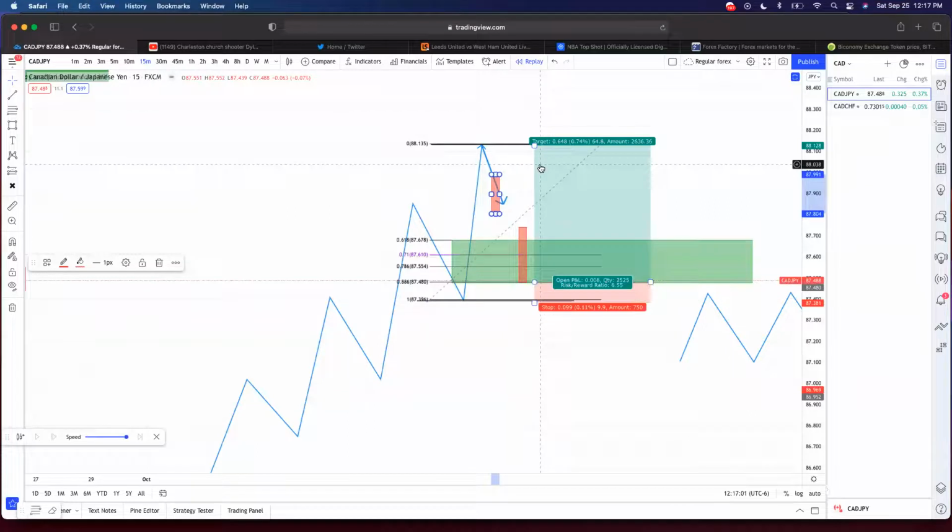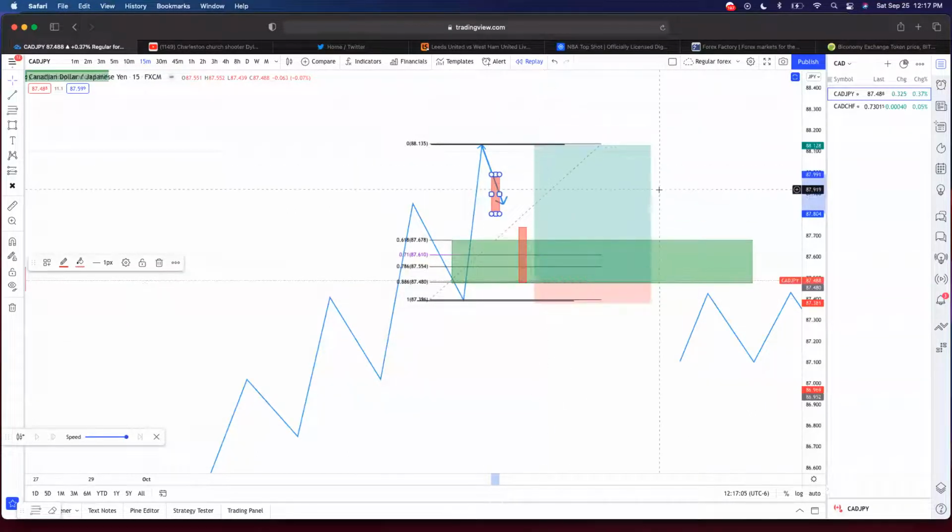You guys understand how the 886 fib is going to give you the smallest risk and the highest reward within the range? Does that statement make sense to you guys? Drop a 10 if that statement makes sense to you guys. Yeah. So that is why I'll most likely take that as a market execution.